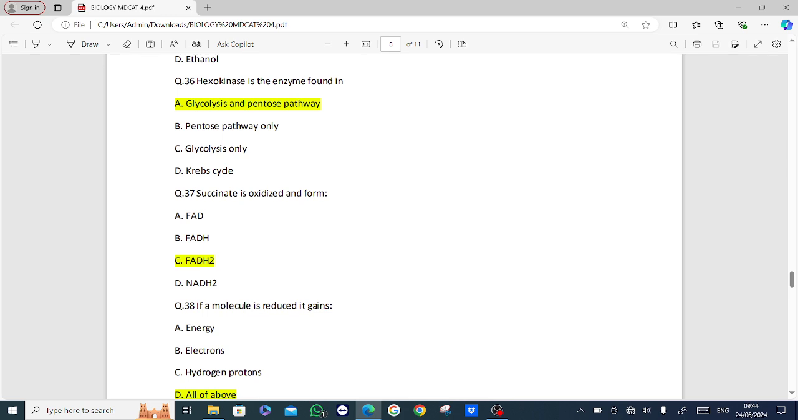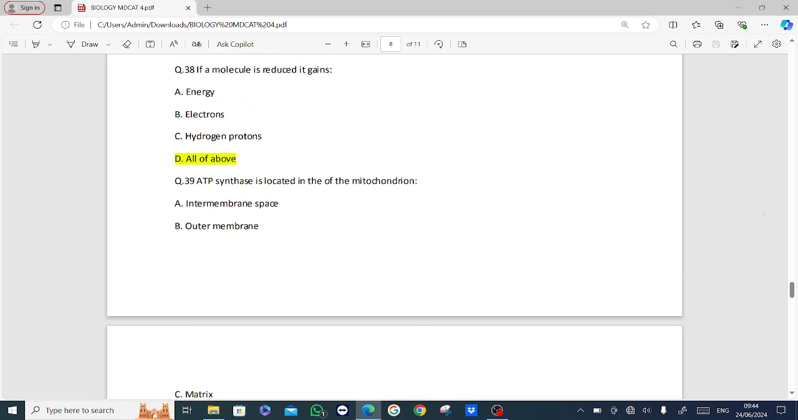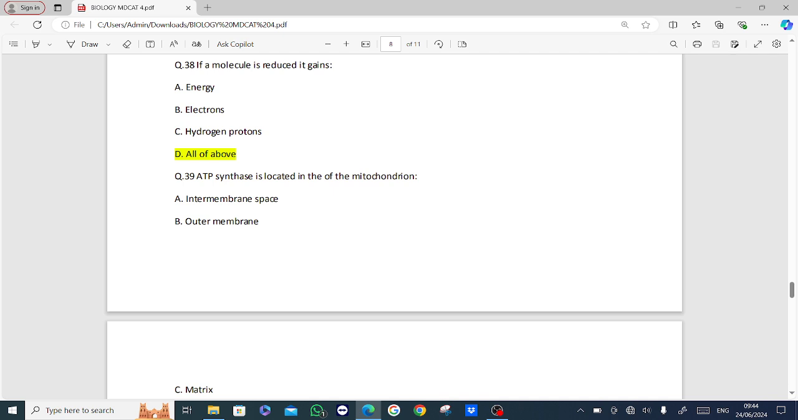Next MCQ is: if a molecule is reduced, it gains. Options are energy, electrons, hydrogen protons, all of above. Answer is option D, all of above.